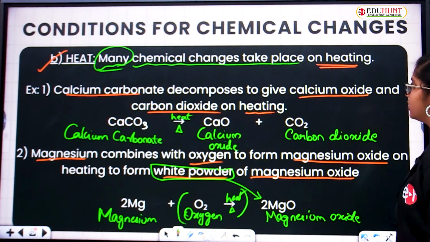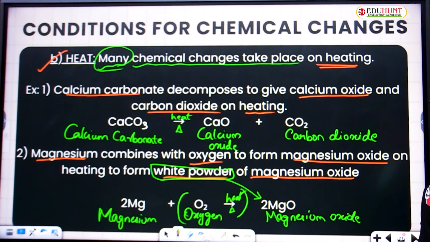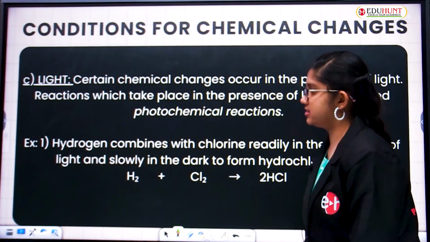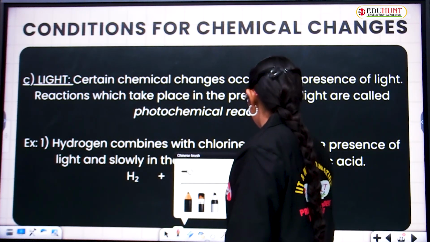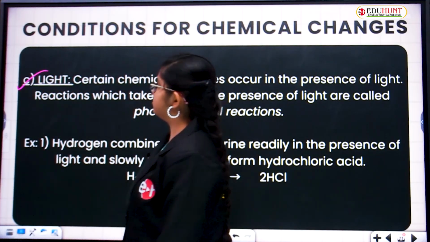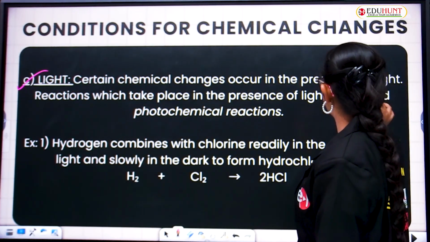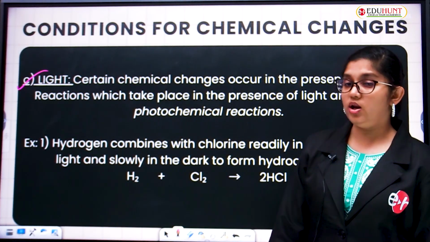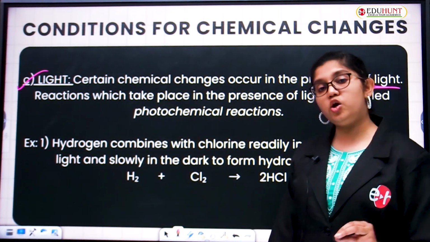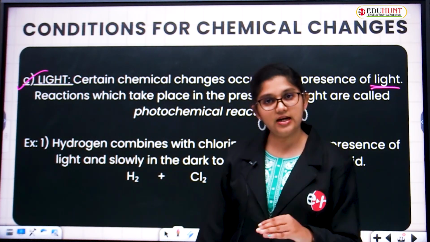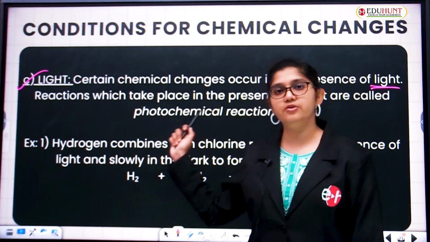So next we have, after heat, the third one: light. What is that? Light. Certain chemical changes occur in the presence of light. Not all, certain. Many of them take place on heating, whereas certain chemical reactions occur in the presence of light.